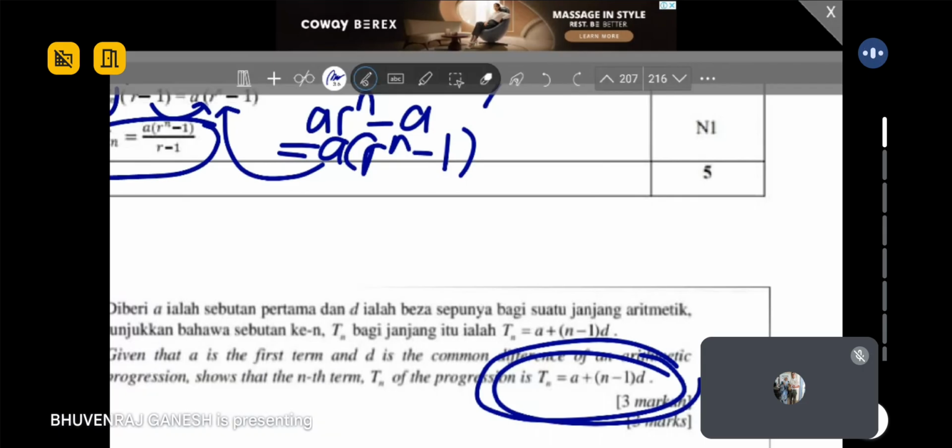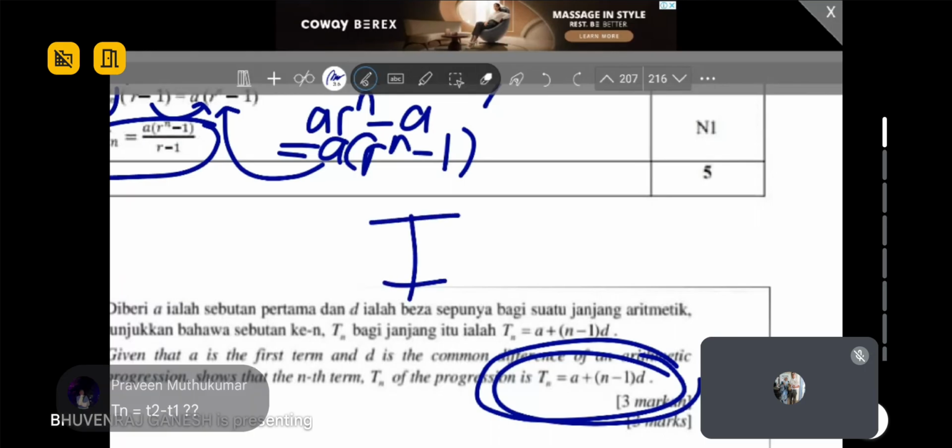Saya nak perkataan, a word, bukan simbol. Apa kaedah kita nak buktikan rumus ni? Mula dengan I. Start with letter I, guys. Like same like just now only. Like the geometry. Just now you guys do. Nope. Cannot use that concept.